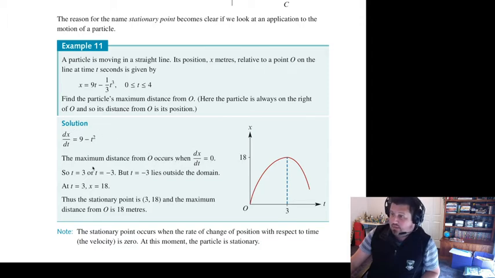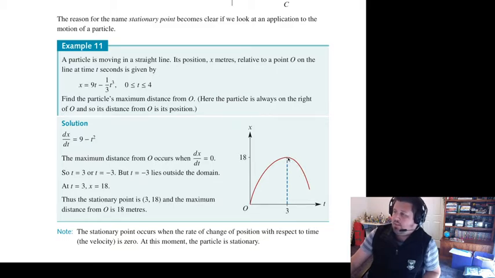The derivative is equal to 0 at both t is equal to 3, time is 3, or time is negative 3. But we know that they're only looking between time being 0 and 4. So the negative value is not going to be the one that we're looking for. So what we know is that at time being equal to 3, there's going to be a stationary point.